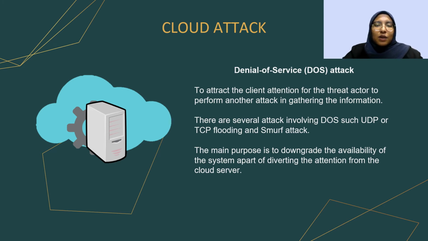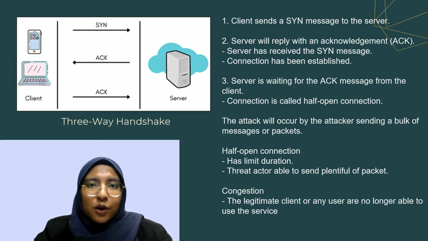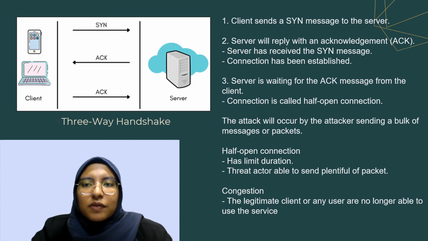For example, while the DOS attack is happening, the threat actor is performing another attack, such as injection of malware into the system. The figure shown here is the scenario of the three-way handshake. First and foremost, the client will send a SYN message to the server. Then the server will reply with an acknowledgement to indicate that the server has received the SYN message and also to indicate that a connection has been established. Then the server will wait for an acknowledgement message from the client.